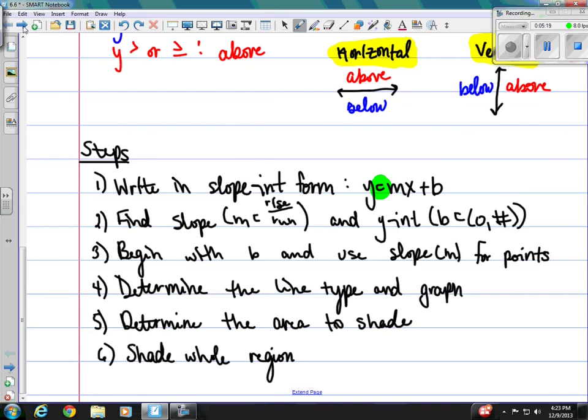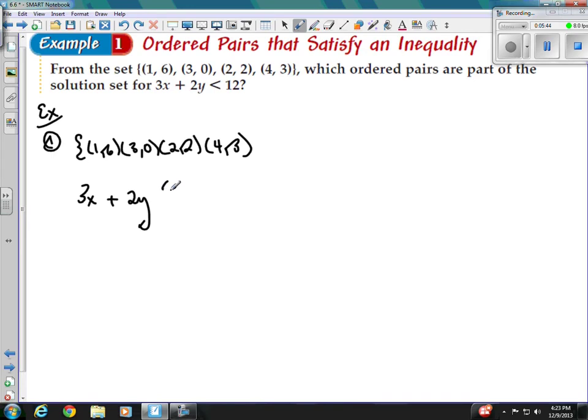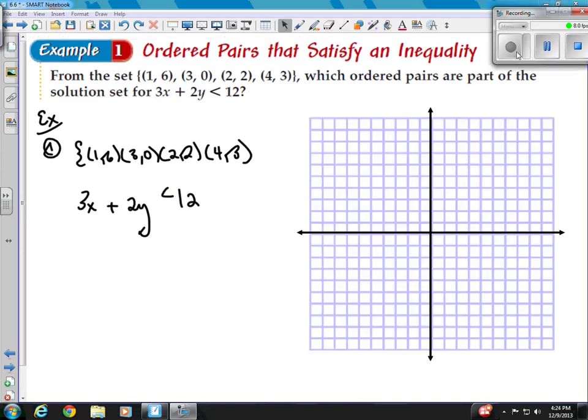Alright, so let's look at some examples now. Example 1 says from the set (1, 6), (3, 0), (2, 2), and (4, 3), which ordered pairs are part of the solution set for 3x + 2y < 12? So there's two ways you can do this.